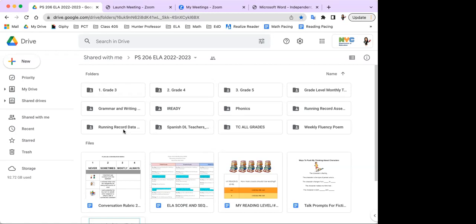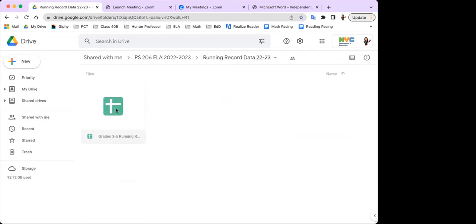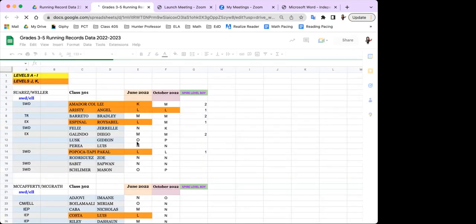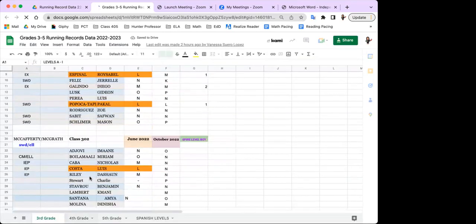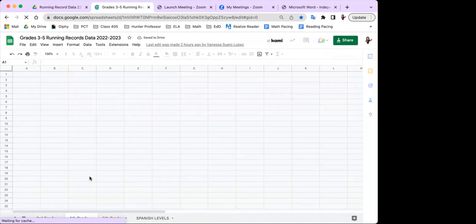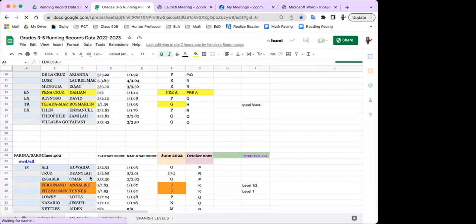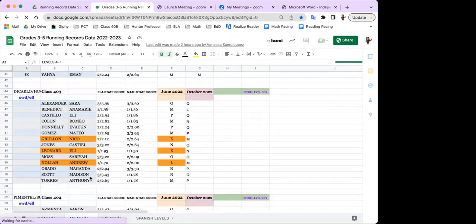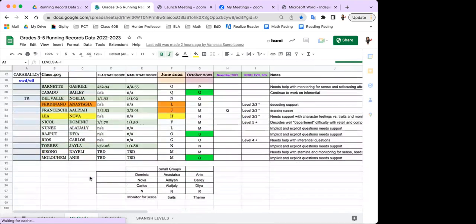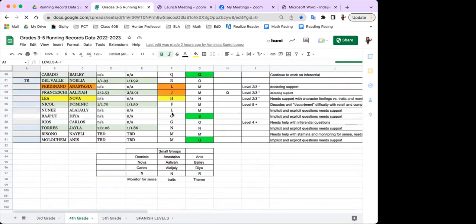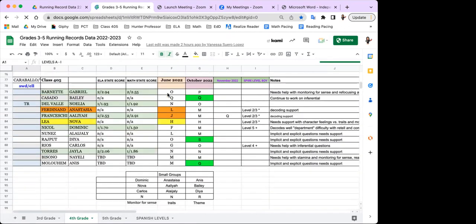Right here, the folder is running record data. If I click on that, this is grades 3 to 5. It tells me where the students were in June, October, and as I continue to assess. I'm going to go to 4th grade because I'm a 4th grade teacher, and to the bottom to find my class, 405. I'm going to take a look at one of my students. Gabriel is the first student I see, and in June, Gabriel was at an O.